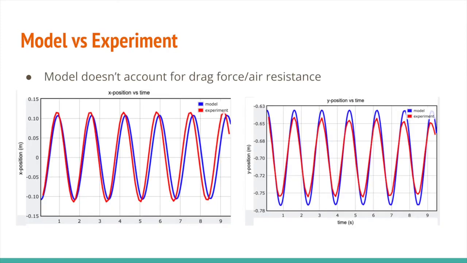Here are the position time graphs with the model in blue and the experimental data in red. There is a slight difference in the values, and this is because there are manual errors in the position tracking in Tracker, and secondly, the model does not account for the drag force of air resistance.